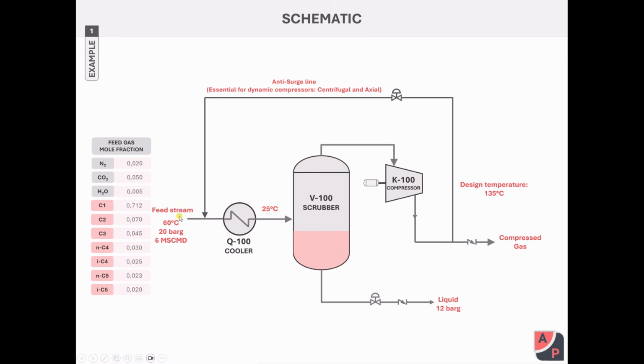The feed stream with the given composition and condition enters a suction cooler, which reduces the temperature before compression. Cooling improves compressor efficiency, allows higher discharge pressures, and also prevents overtemperature during recirculation. The cooler can be in different locations: on the suction side, on the recycle line, or on the discharge side. But the most common one is on the suction side, and the least common one is after the compressor, because it leads to high settle-out pressures because of high discharge volume.